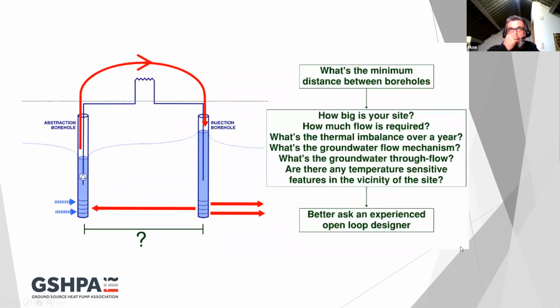So to wrap up, perhaps the question that's always asked of modelers, groundwater models: what's the minimum distance between boreholes? Well, how big is the site? How much flow is required of the system? What's the thermal balance? What's the groundwater flow mechanism? What's the groundwater throughflow or the regional gradient? Are there any temperature sensitive features in the vicinity of the site?